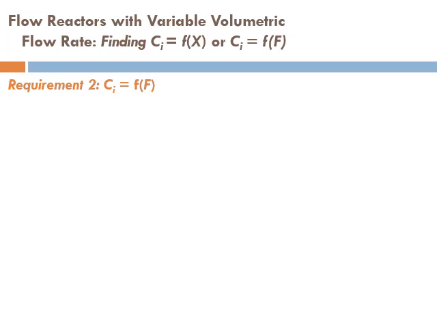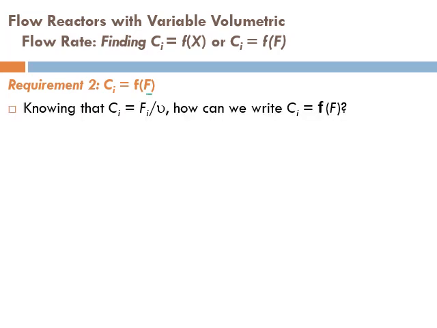Okay, let's look at requirement number two. That is finding concentration as a function of molar flow rate. So knowing that the concentration is Fi divided by epsilon, how can we write Ci as a function of molar flow rate?